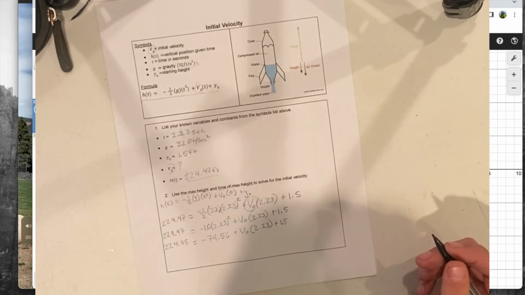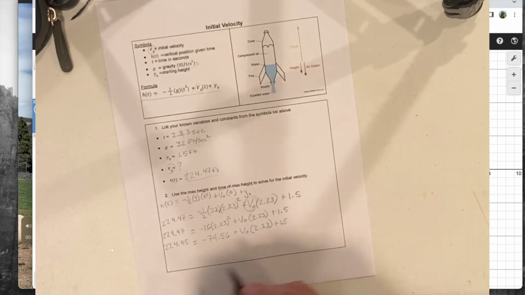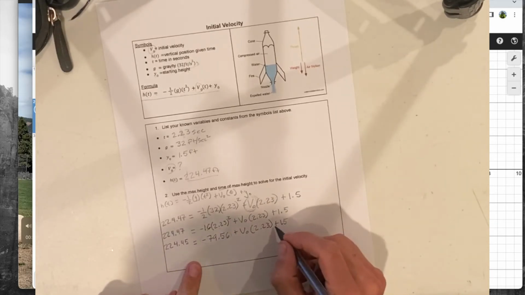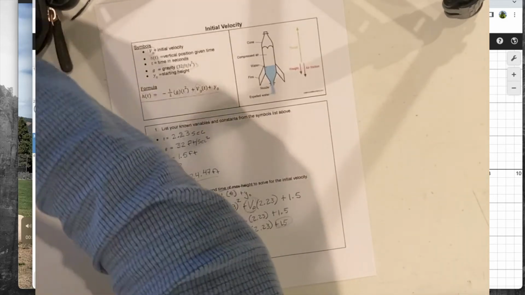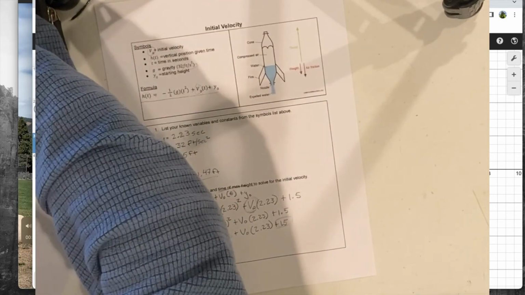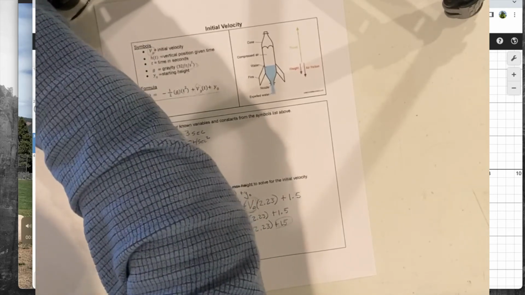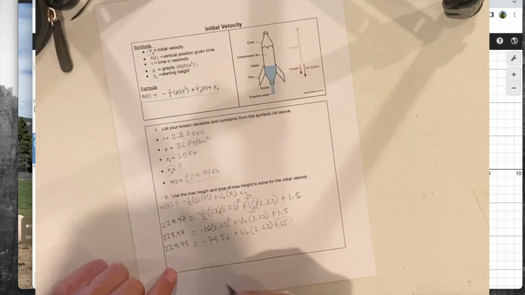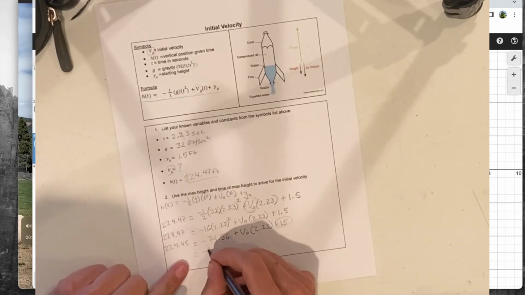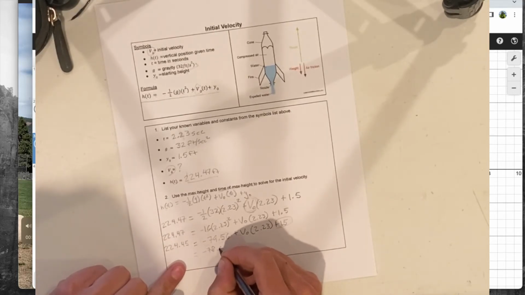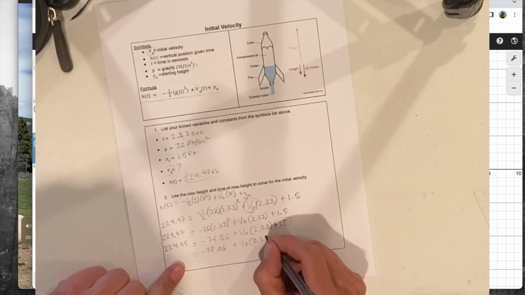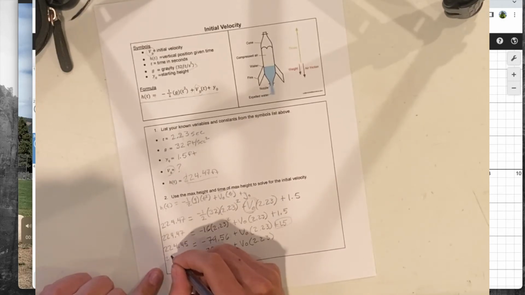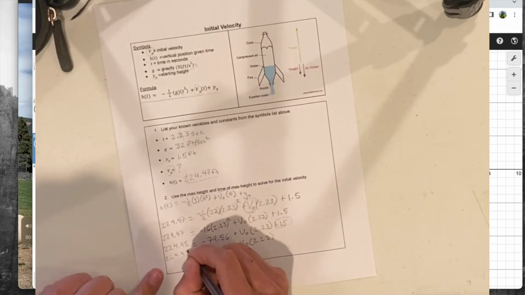Cool. And then I'm going to combine like terms here. I can combine these two numbers because they don't have a variable attached to them. And so negative 79.56 plus 1.5 is going to be negative 78.06 plus v naught times 2.23. And that equals 224.45.